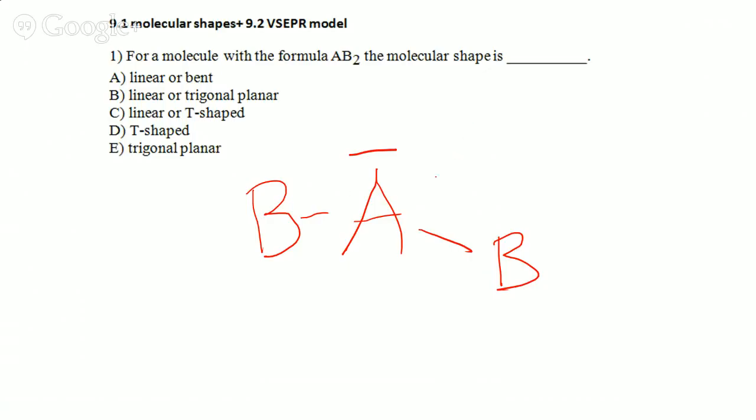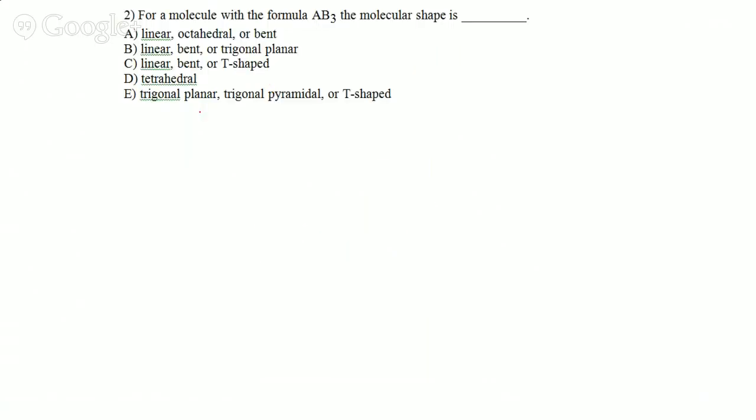be bent, right? And same thing, if we put another lone pair of electrons on there, we're still going to have a bent shape, but it's just going to be a little more bent, right? So it's either going to be linear or bent. You can't have trigonal planar if you only have two things attached onto that A. Same thing with T-shape. You need three substituted things instead of just two. So, yep, choice A. Number two, for a molecule with the formula AB3, the molecular shape is what?